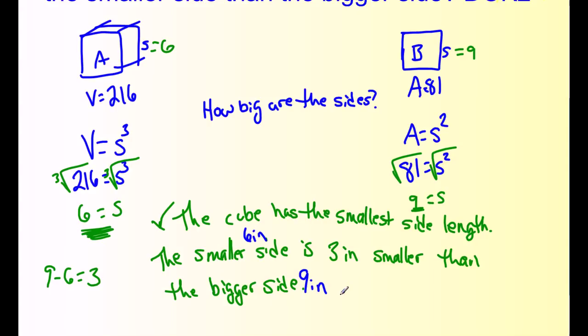Don't just say, I found the volume of each of them and the side length of A is bigger. No. Say, I found the volume formula, I took the cube root, I found the side length of cube A is 6 inches. Then for square B, I used the area formula, I square rooted, I found the side length is 9 inches, therefore the cube has the smallest side length. And then for the second part of the problem, the smaller side, which is 6 inches, is 3 inches smaller than the bigger side, which is 9 inches. The more detail you have, the better your answer will be.